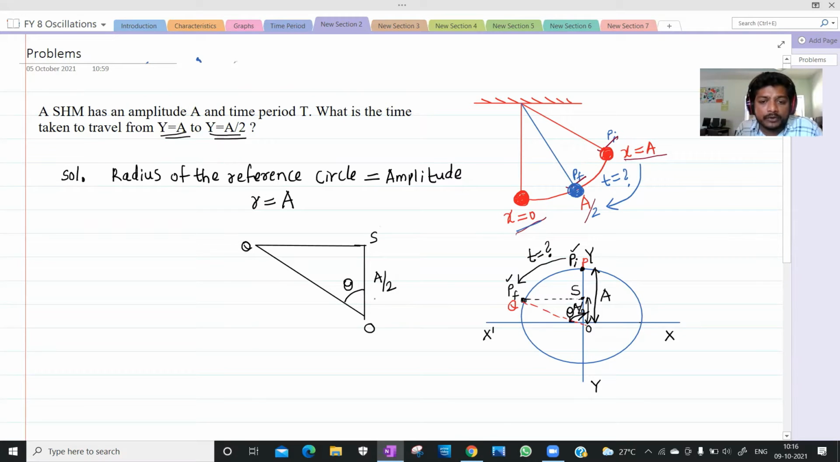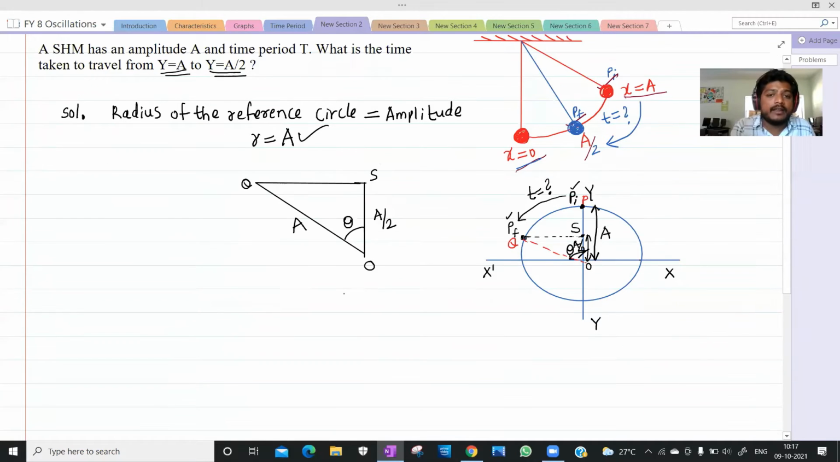What is the distance OQ? It is A. Why is it A? Nothing but it is the radius of the reference circle, which equals the amplitude. Okay?